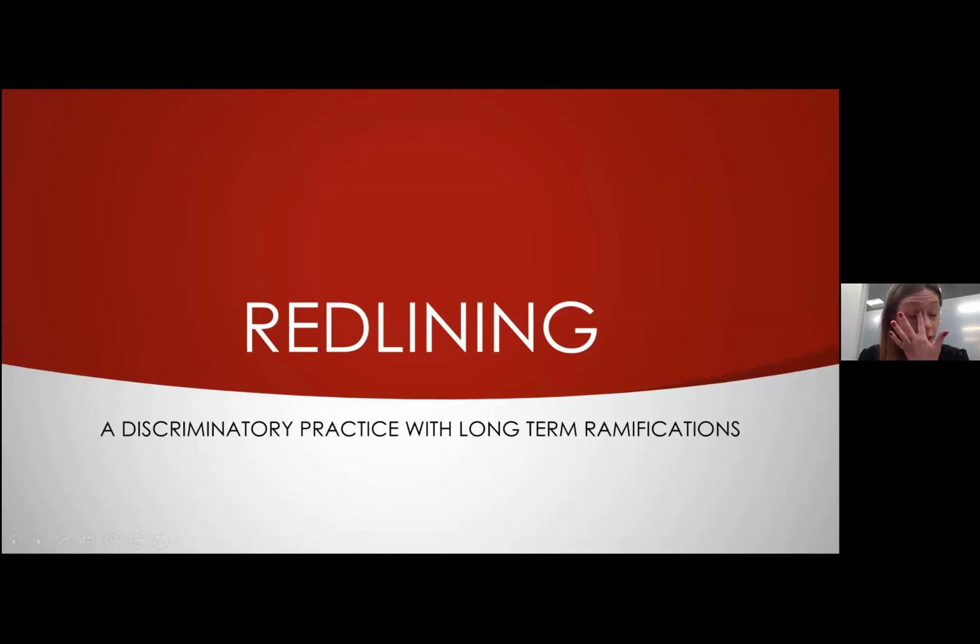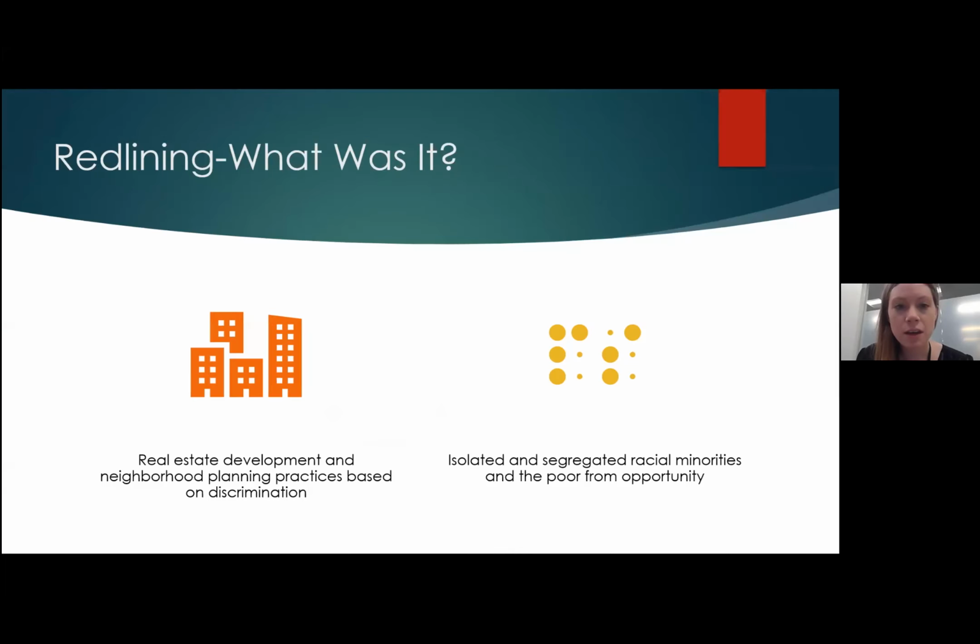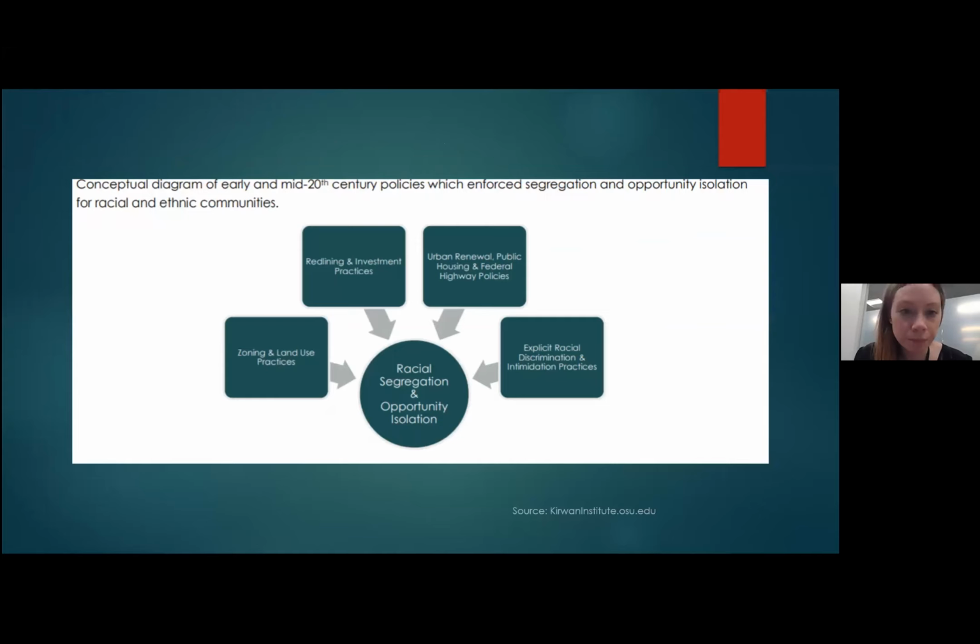Right. So the topic that I'm going to be presenting today is redlining, which was a discriminatory practice with long-term ramifications. So you may ask, what was redlining? Redlining was a real estate development and neighborhood planning practice that was based on discrimination. It isolated and segregated racial minorities and the poor from opportunity.